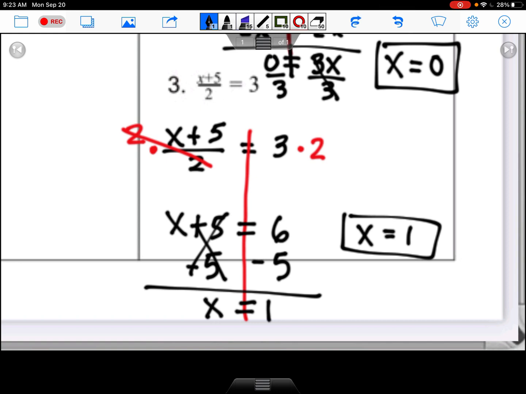Now, again, the only time we multiply or divide first is if we have the whole thing on the top here, x plus 5, being divided by 2. Then to get rid of the divided by 2, we do the opposite of division, which is multiplication, and we multiply both sides by 2. These cancel out, and we're just left with the top, okay?